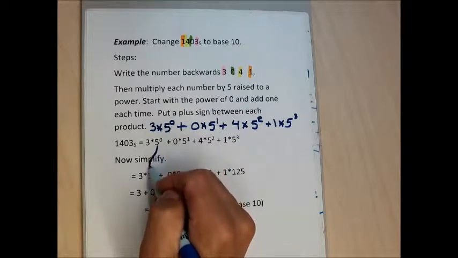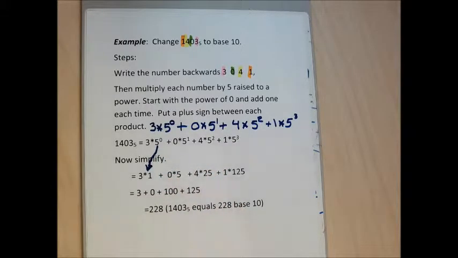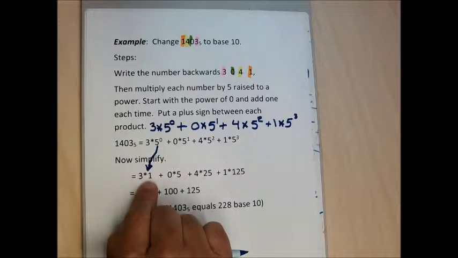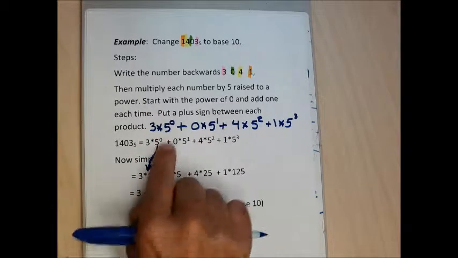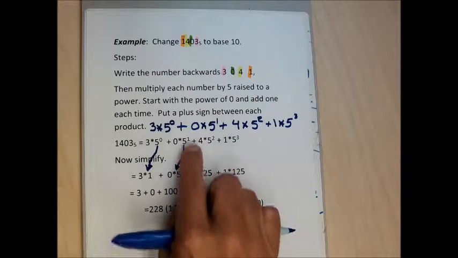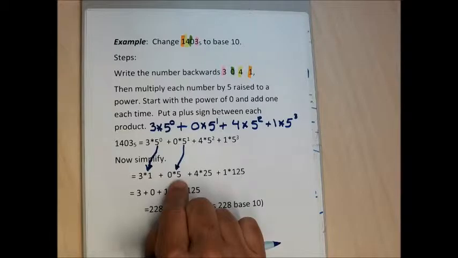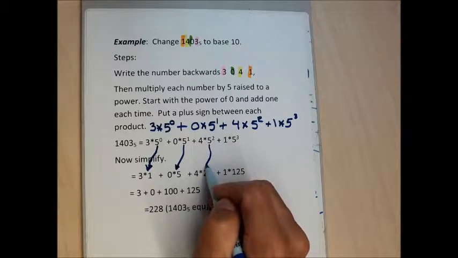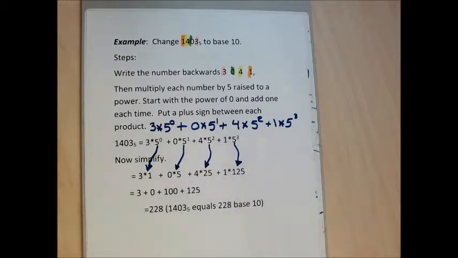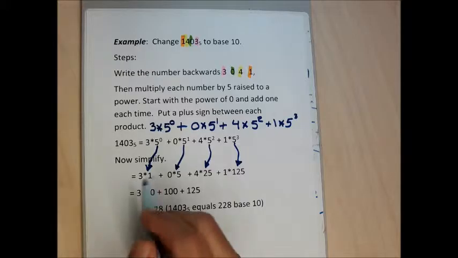For the first computation, I need to do exponents first, and anything to the 0 power is 1. So 3 times 5 to the 0 is equal to 3 times 1. I bring down the plus sign, and then I figure out that 5 to the first power is 5. And then I do 5 squared and 5 cubed, all of which I have memorized, but you can use your calculator for. After I do the exponents, I do the multiplications.